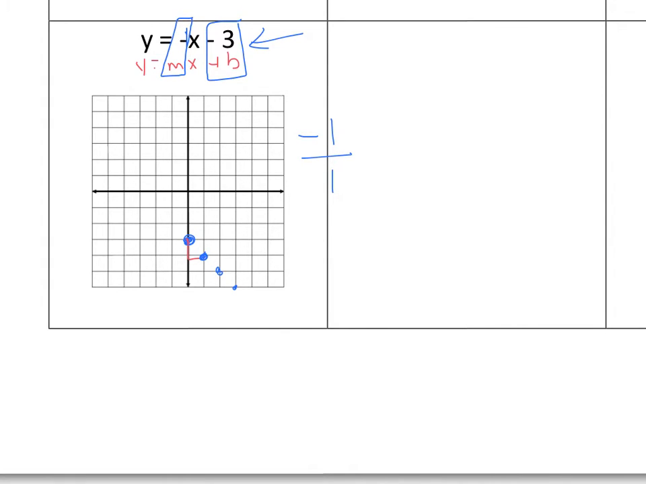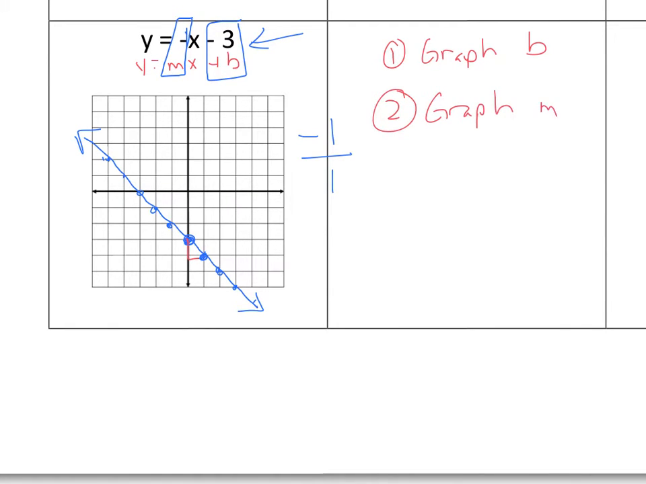Now, to go to the other side of my graph, I'm going to do backwards. So I'm going to go up and to the left. But to start off, we always go up or down, and then to the right. All right, and let's make our line with arrows on the ends. So again, step 1 in this case is to graph the b value, which is our y-intercept. Notice how I'm starting on my y-axis, okay? And then step 2, graph the slope, or graph m. All right, next page here.